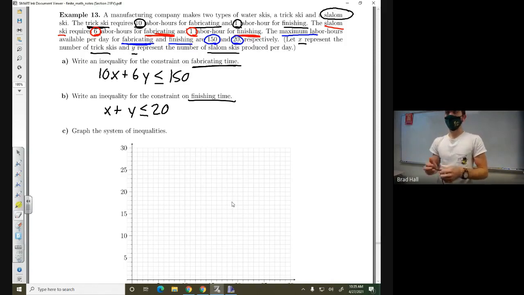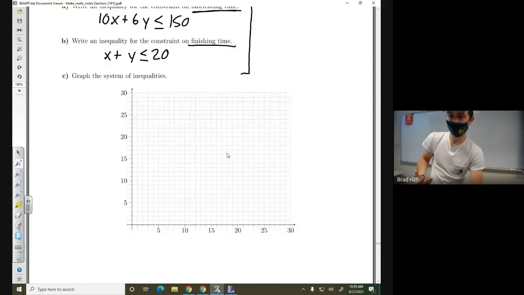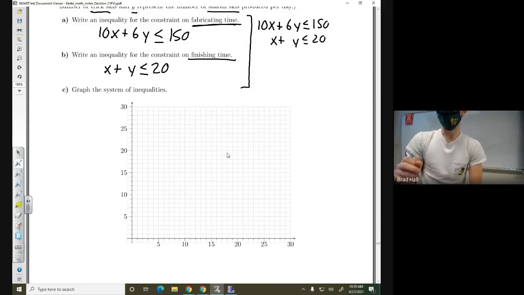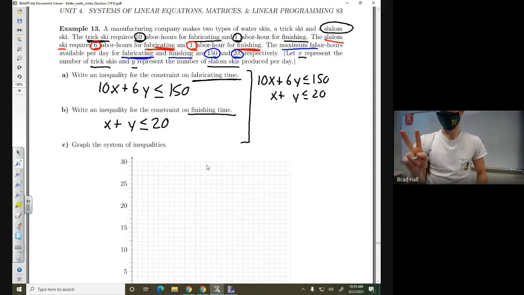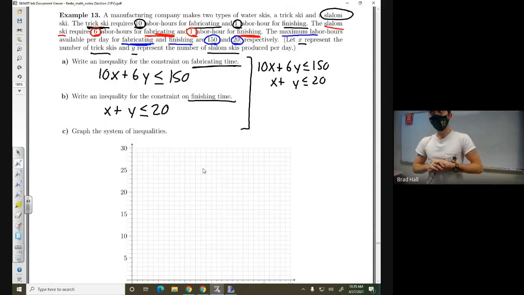So they wanted us to set up the system, and then they want us to graph it. Now, I think it's a good idea to, off to the side, state the system that we really have here. So obviously we just found 10X plus 6Y is less than or equal to 150. We have X plus Y is less than or equal to 20. But we also have two other inequalities. Now they don't state it here, but we need non-negative restrictions.